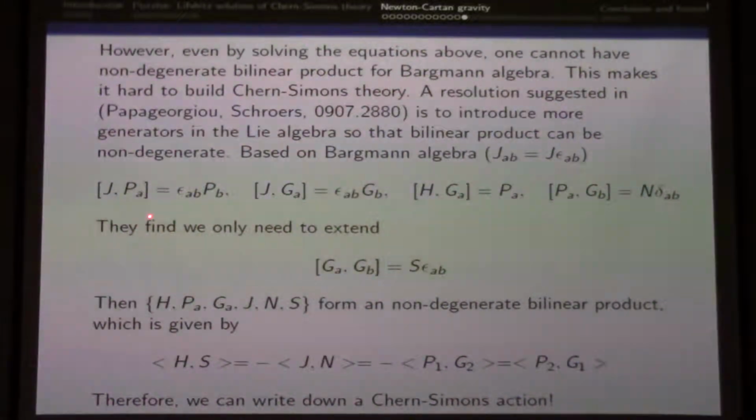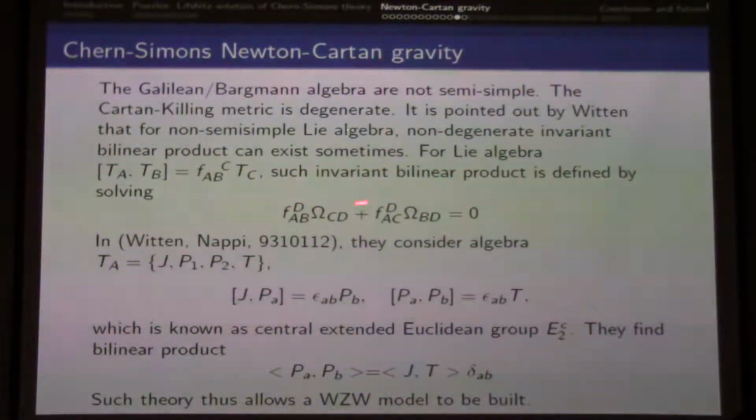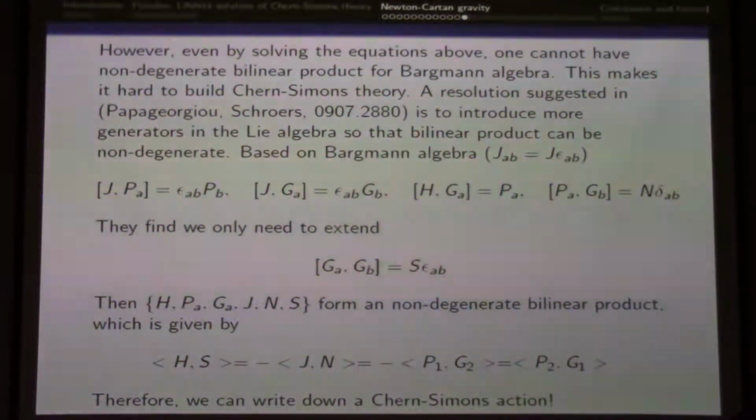Now let's do the same thing for this Bargmann algebra, and you will find again that even by solving this equation, you cannot get a non-degenerate matrix. What you have to do, as found in a paper in 2009, is add extra generators. These extra generators are central to the other generators, and you can check very carefully that the Jacobi identities will be restored. This whole algebra, called the extended Bargmann algebra, does allow a non-degenerate bilinear product on the algebra. Then you are ready to write down the Chern-Simons action on this extended Bargmann algebra.